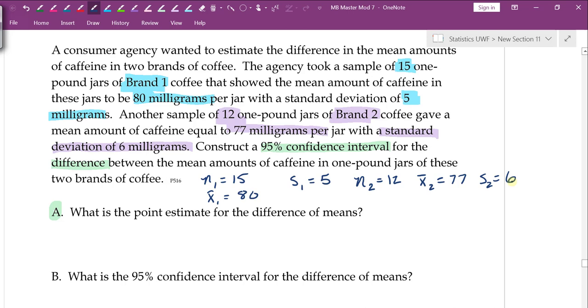And our standard deviation is equal to 6. It says, what is our point estimate? Remember, because we're doing a confidence interval about the difference, our point estimate is going to be the difference of the means. So this is going to be equal to 80 subtract 77. So the difference is 3. So this is our point estimate.